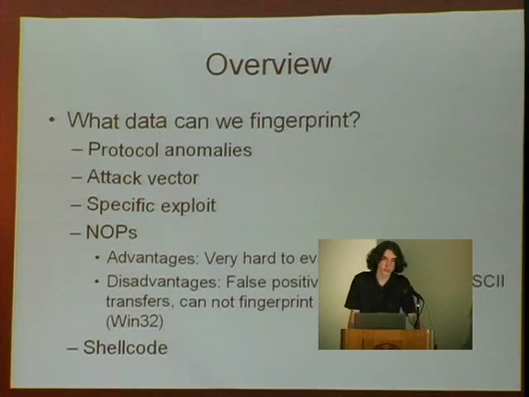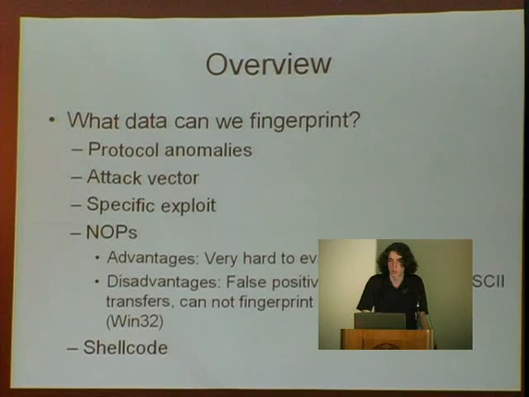The disadvantage is also that it can false positive on large binary or ASCII transfers. A list of 50 A's is technically a valid NOP string. It's inc ECX written 50 times over. So, I mean, this can false positive on quite a lot of data, so it's not always useful to fingerprint NOPs.